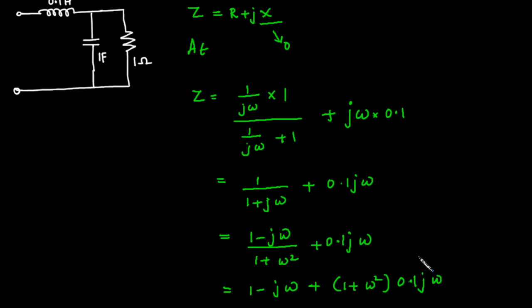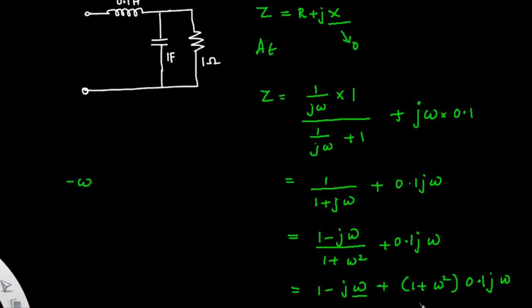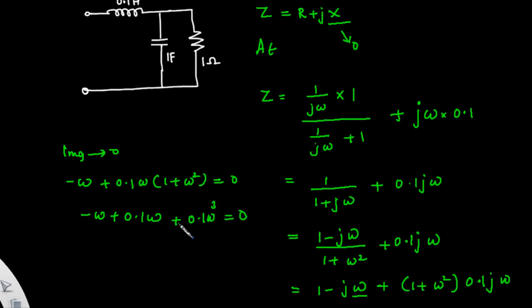Now we have to equate the imaginary part to 0. We have the imaginary part here, minus omega, and here we have 0.1 omega into (1 plus omega square), equating the imaginary part to 0. We have minus omega plus 0.1 omega plus 0.1 omega cube equal to 0. This is minus 0.9 omega plus 0.1 omega cube equal to 0.